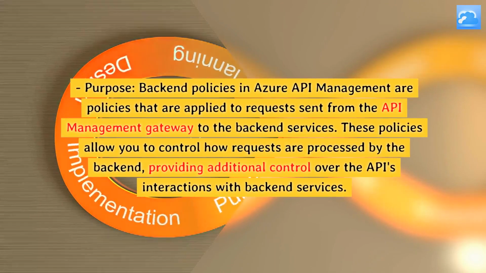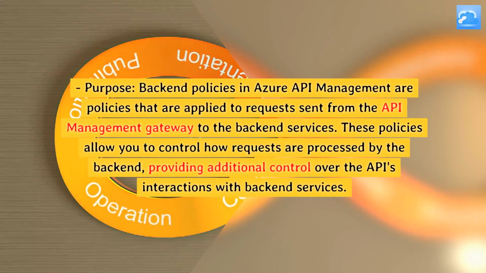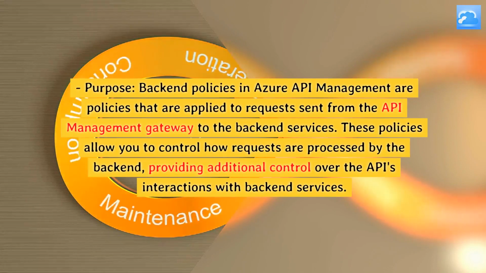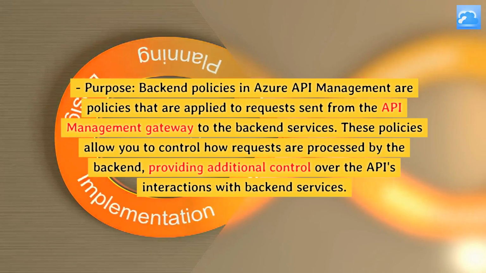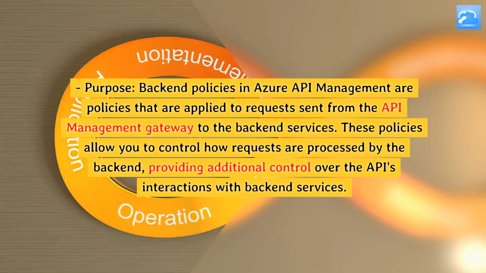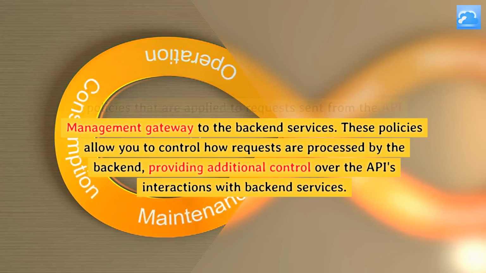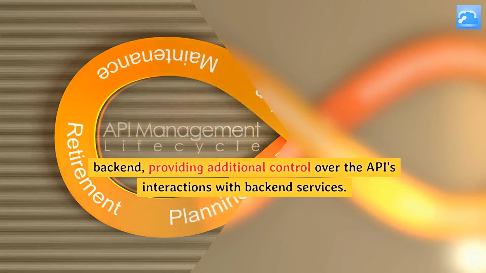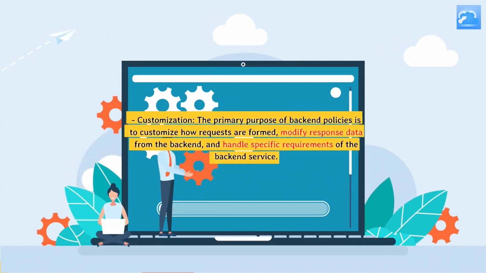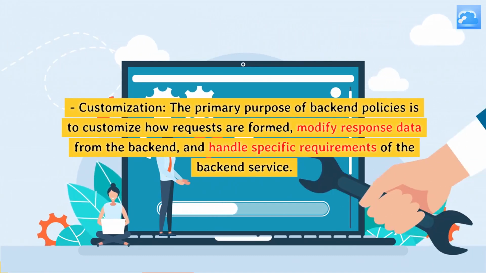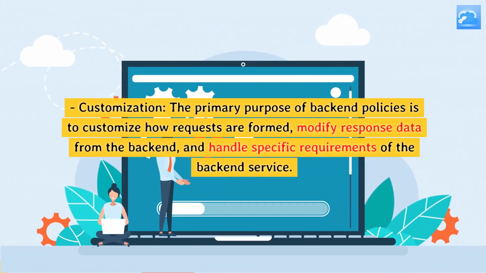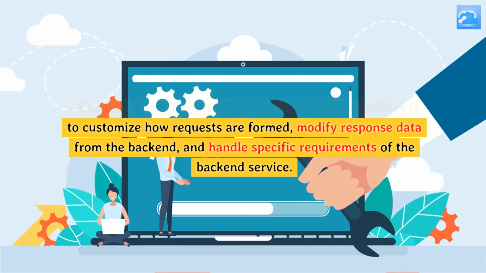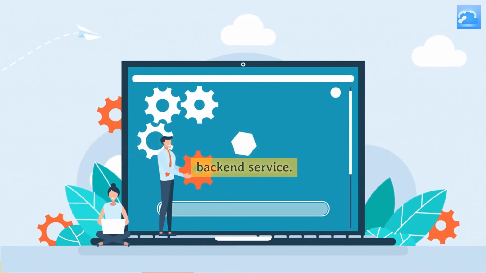Backend policies. Purpose. Backend policies in Azure API Management are policies that are applied to requests sent from the API Management Gateway to the backend services. These policies allow you to control how requests are processed by the backend, providing additional control over the API's interactions with backend services. Customization. The primary purpose of backend policies is to customize how requests are formed, modify response data from the backend, and handle specific requirements of the backend service.